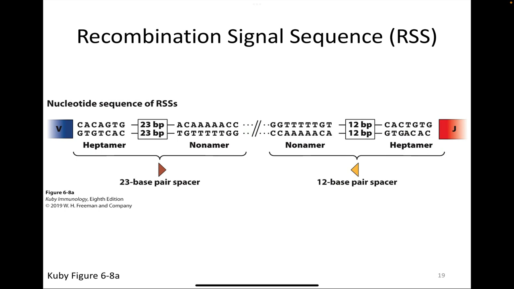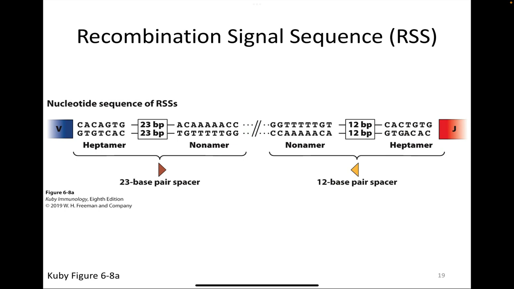Then there's a random set of base pairs. And the letters don't matter, but the amount does. Specifically, it's 23. And sometimes we call this a 23 RSS, or a 23 base pair spacer. And then there's a conserved sequence of 9 base pairs, which is the nonamer, A-C-A-A-A-A-A-C-C. And so there's these 7, any 23, these 9.